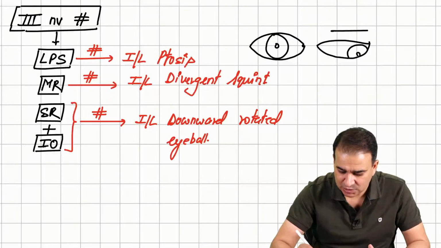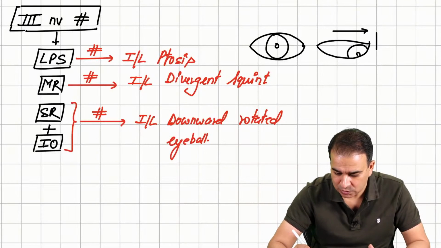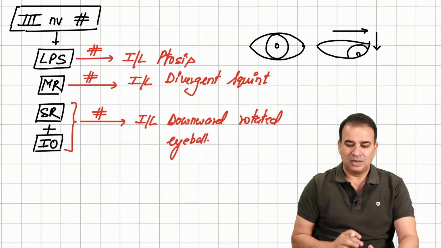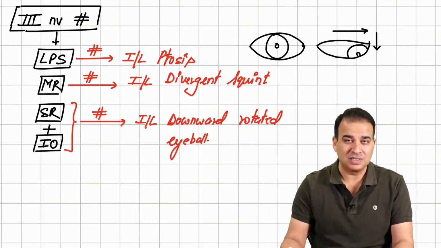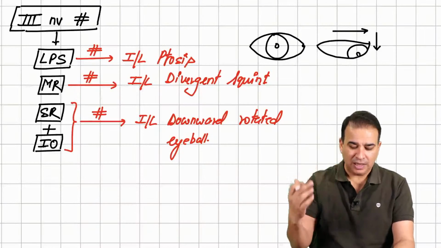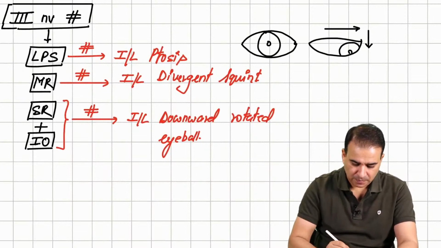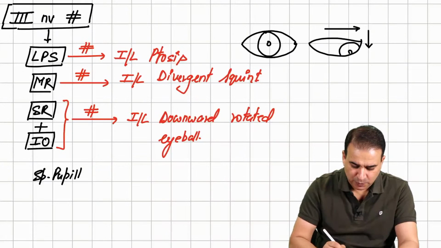So it's a divergent squint. The eyeball is abducted. The eyeball is rotated downward also. So it is down and out eyeball along with the ptosis. That's a feature of third nerve palsy. That's how the eye will look like. Your eyeball will be out as well as down, and there's a ptosis also in that. Apart from that, sphincter pupillae and even ciliaris muscles are affected.